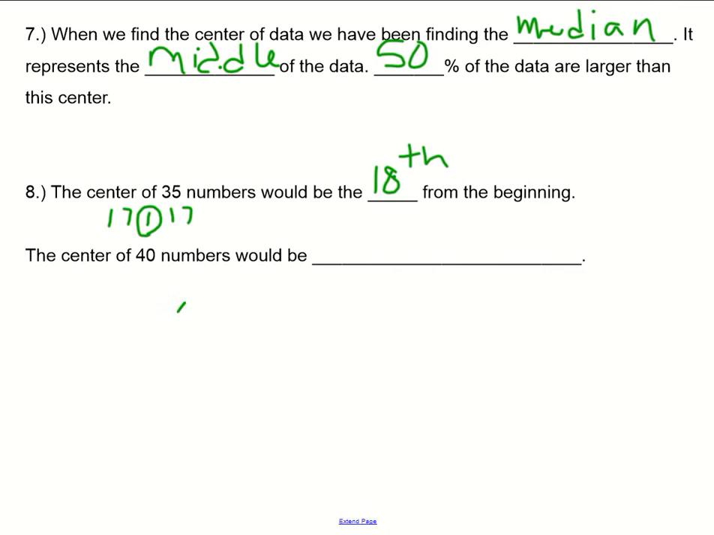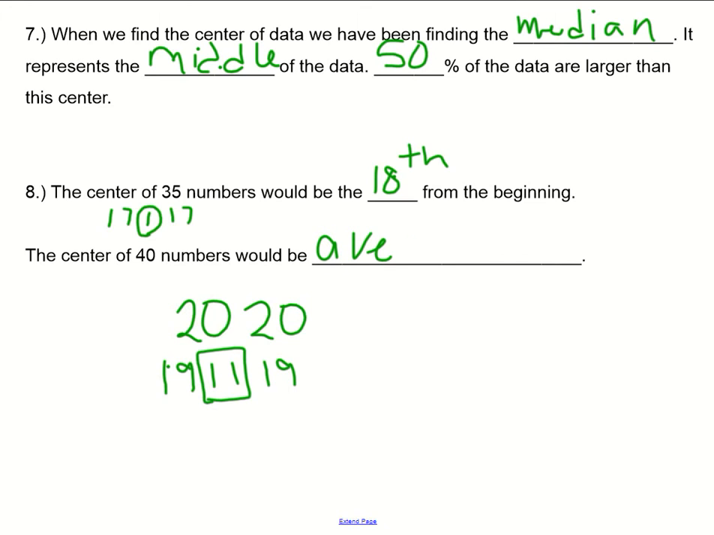But if you're dealing with 40 numbers, you're going to have 20 and 20. Or think about it another way: you're going to have 19, then 1 here, and another 19. So for the 20th and the 21st numbers, you take the average of the two of them. So that's how we would find the median.